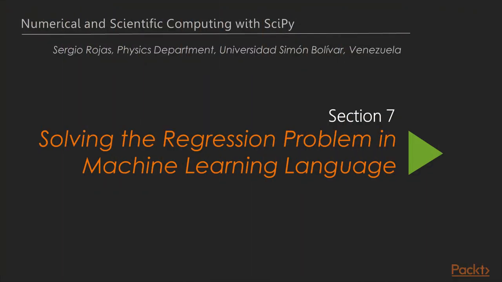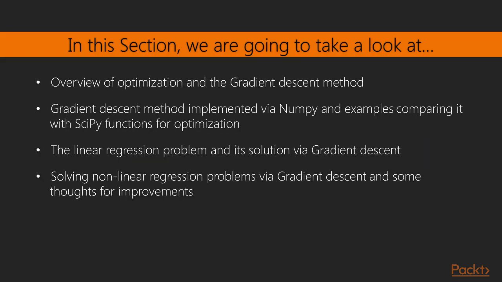Welcome to this section on solving the regression problem in machine learning language. In this section, we'll start with a brief overview of the functionality in SciPy to tackle optimization problems. Then we'll start writing our own implementation of the gradient descent algorithm, helpful to solve some optimization problems in machine learning.